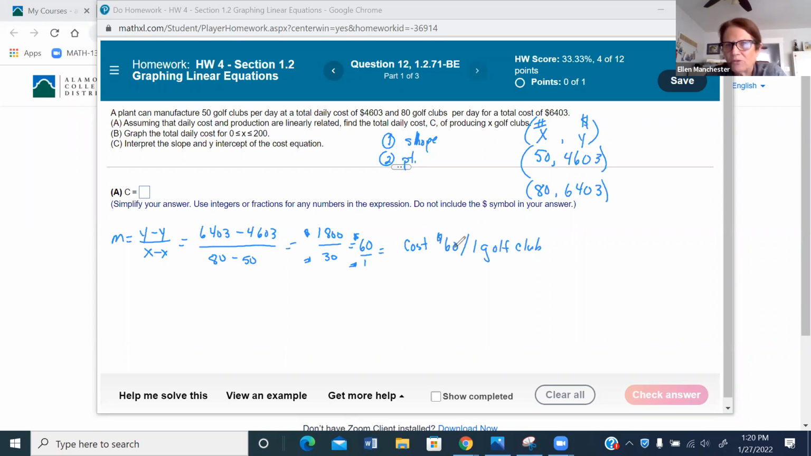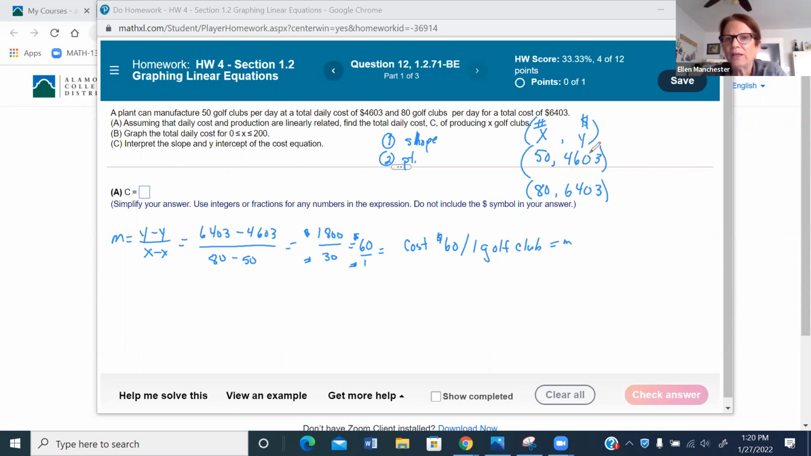That's the average rate of change. That's the rate at which the cost is changing every time I make a golf club. And that's what slope is. It's just a rate of change. It's how things are changing. The cost of the golf club changes by $60. It increases $60. If this ended up being a negative 60, then it would decrease by $60 per club. Okay, so we have our slope.